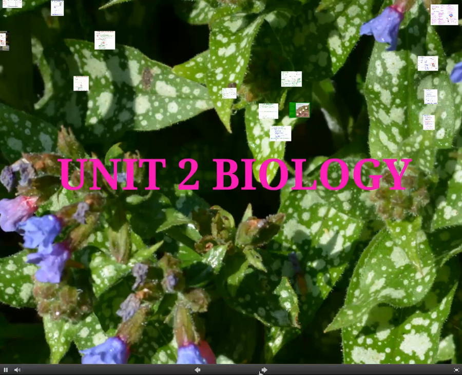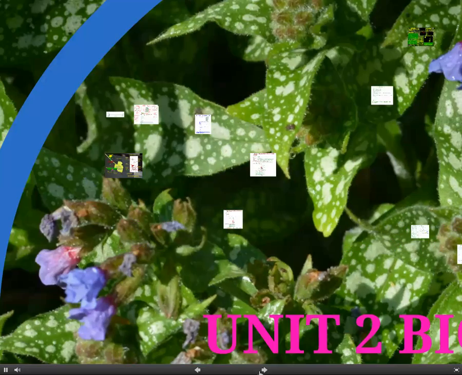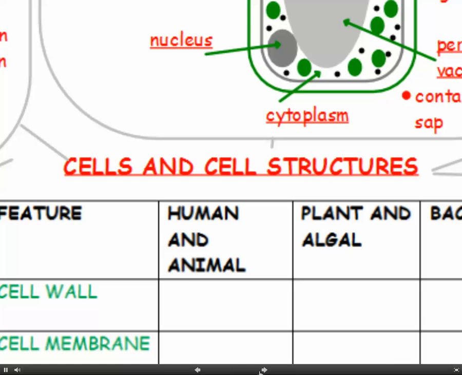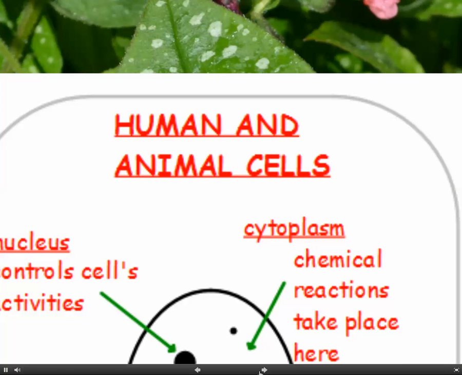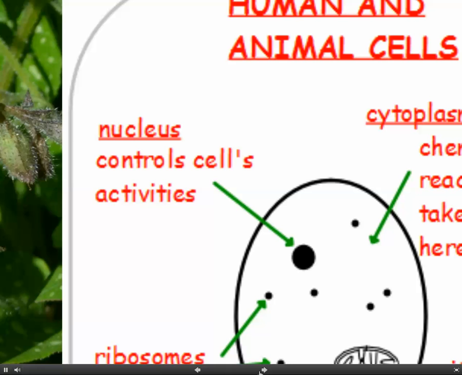Unit 2, Biology. Cells and cell structure. Human and animal cell structure. Animal cells contain a nucleus which controls the cell activities.